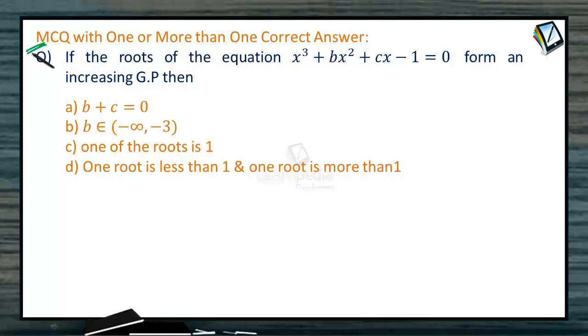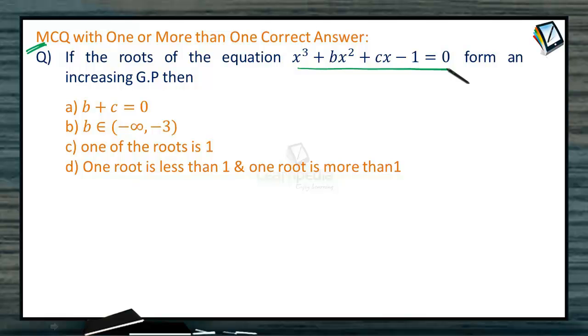First problem is an MCQ with one or more than one correct answer. If the roots of the equation x cube plus bx square plus cx minus 1 equal to 0 form an increasing GP, then which one among these are correct answers? Well, here we take it is a cubic equation.